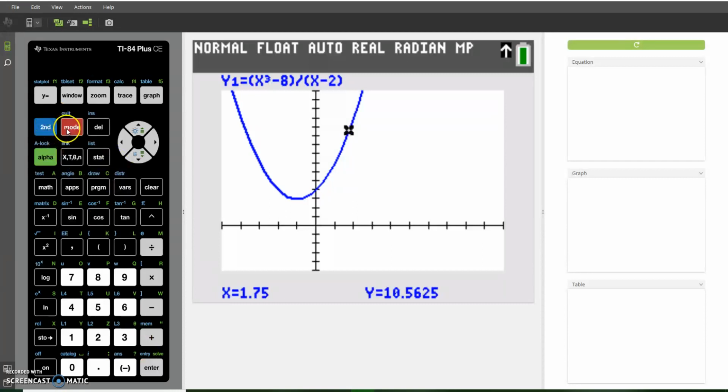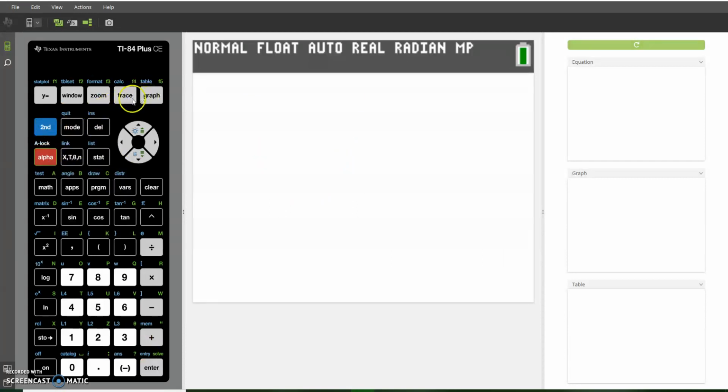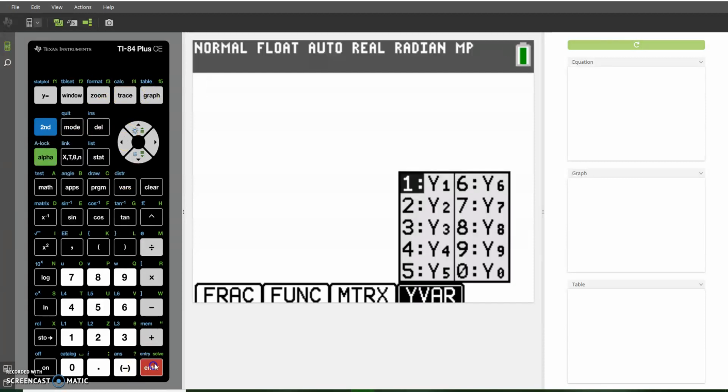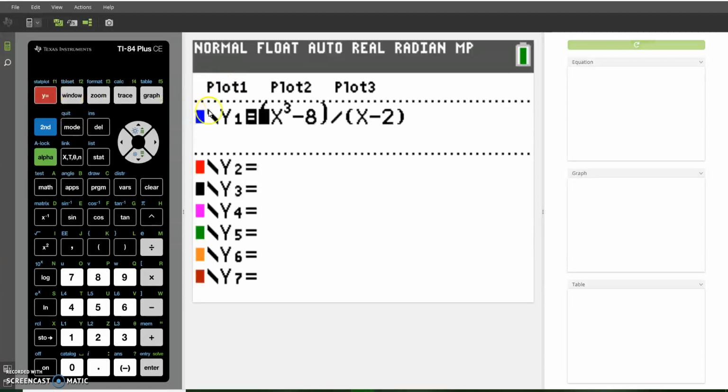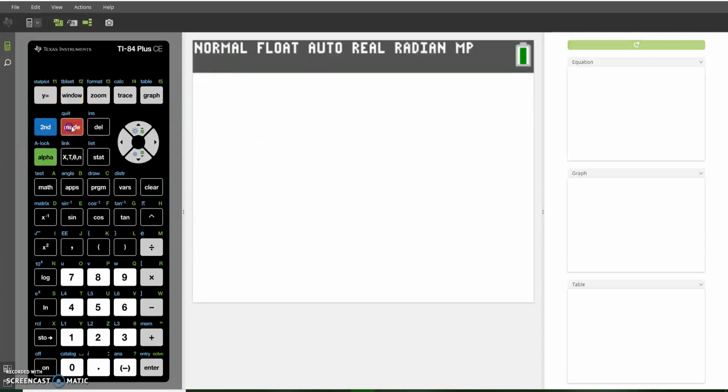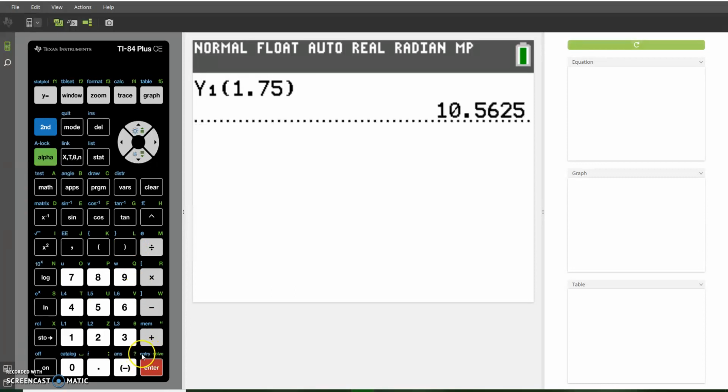Another way you can do it is if you do alpha trace, you'll get y1 here. Basically, you want the y of whatever your function is plugged into. So like my function is plugged into y1, so I want to call up y1 here. And this is just function notation. It's saying, hey, what x value do you want me to plug into y1? And you're going to tell it. And it can do it like that as well.